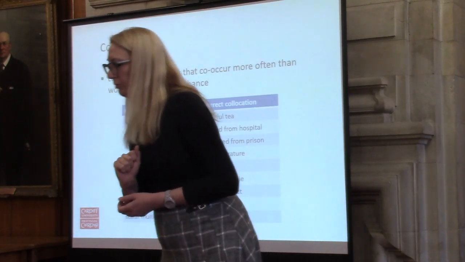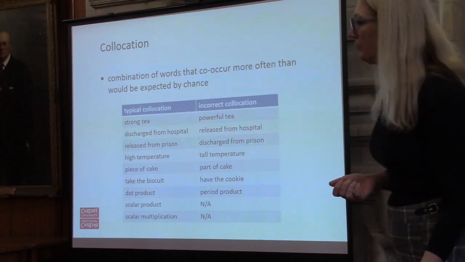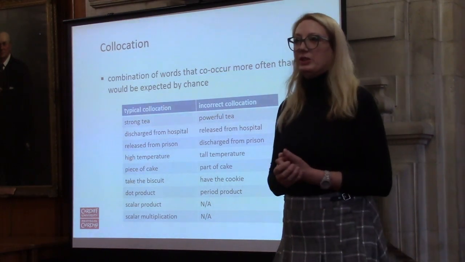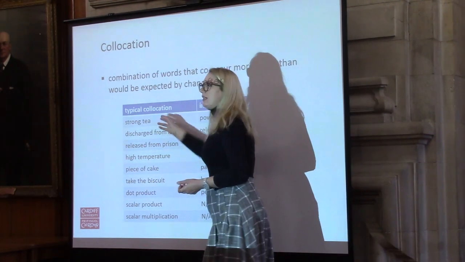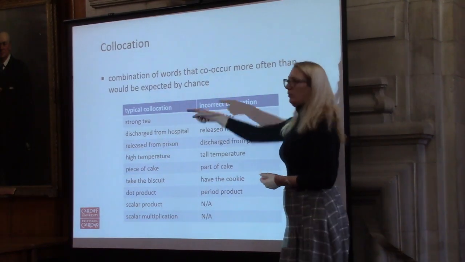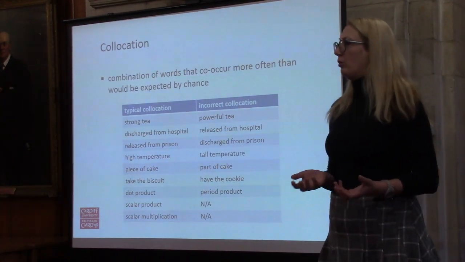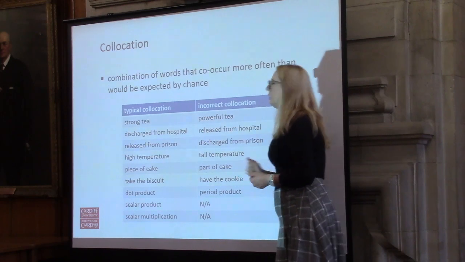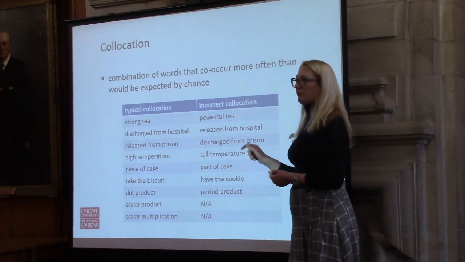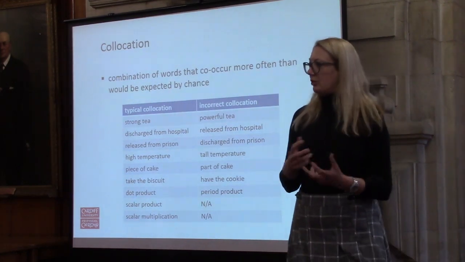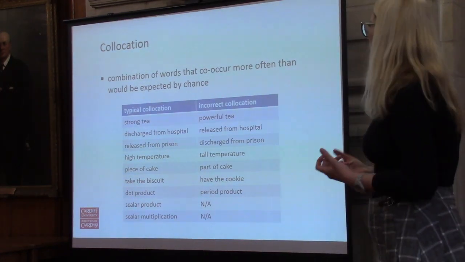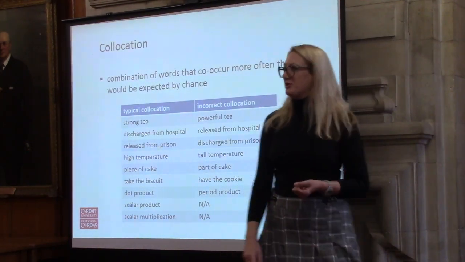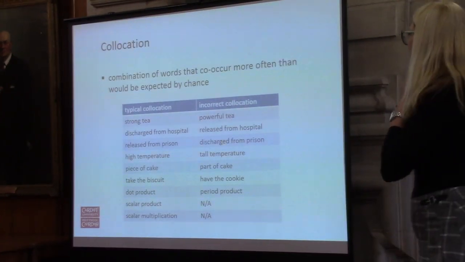I'll give you a few examples. So let's define a notion of collocation. Collocation is a combination of words that occur more often than would be expected by chance. So for example, you would say strong tea. Even though powerful is a synonym for strong, you would never say powerful tea. You would say strong tea, strong coffee. You discharge a patient from a hospital, but you release a person from prison, not the other way around. So these combinations are not random. They're strongly collocated. Even though you can also say high, you won't say tall temperature. You say high temperature.